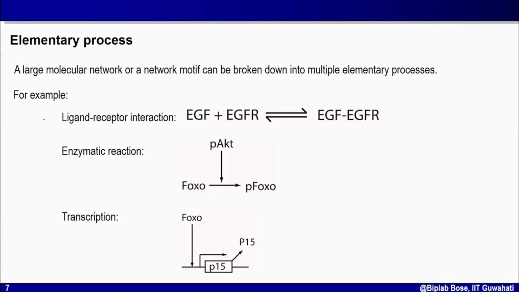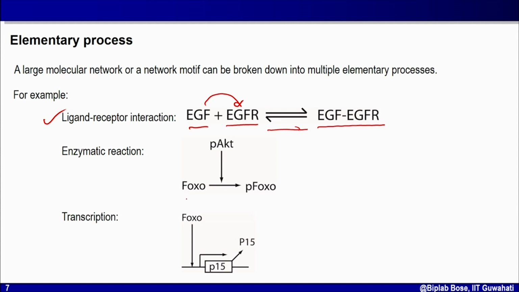Let us take a few examples of elementary processes. For example, ligand receptor interaction. On the cell surface, you have EGFR, the receptor for EGF, epidermal growth factor. So an EGF molecule comes and binds to the receptor EGFR and forms a complex, EGF-EGFR, and this complex is autocatalytically activated and something else is activated downstream. So this binding process, the binding of ligand to the receptor, is an elementary process.